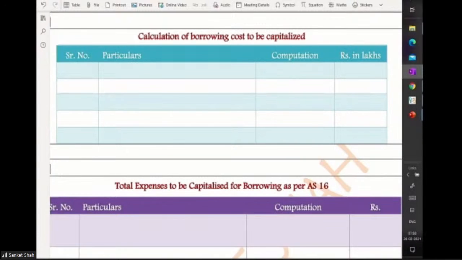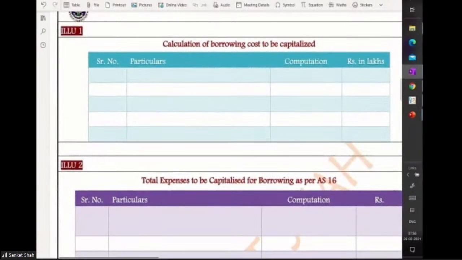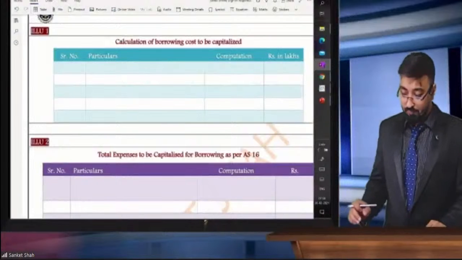So write down columns. Illustration 1, illustration 1.